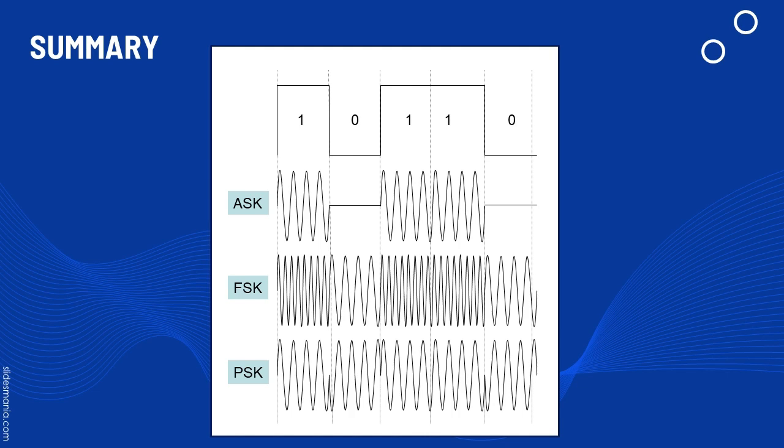Lastly, for PSK, phase shift keying, which means the phase will be changed. When the transition is from 1 to 0, it will change from 180, and it changes from 0 degree. It will continuously change the phase until we see another transition.